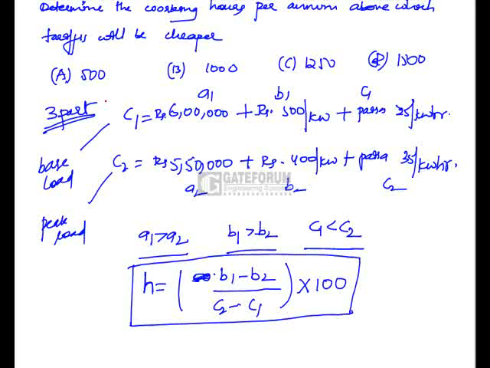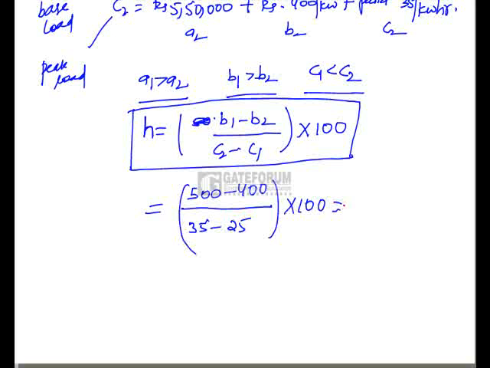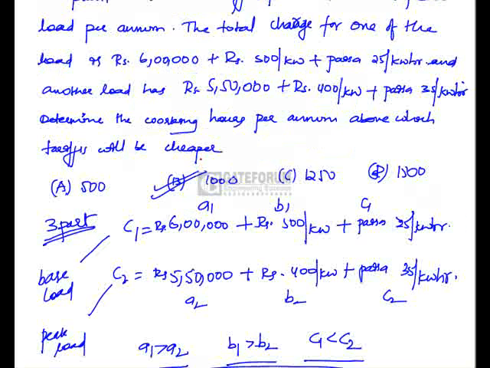The formula changes for a 2-part tariff. Now the number of hours H is equal to B1 is 500, B2 is 400, so 500 minus 400 by C2 is 35, C1 is 25, into 100. We will get 1000 hours per annum. So option B is the correct answer.